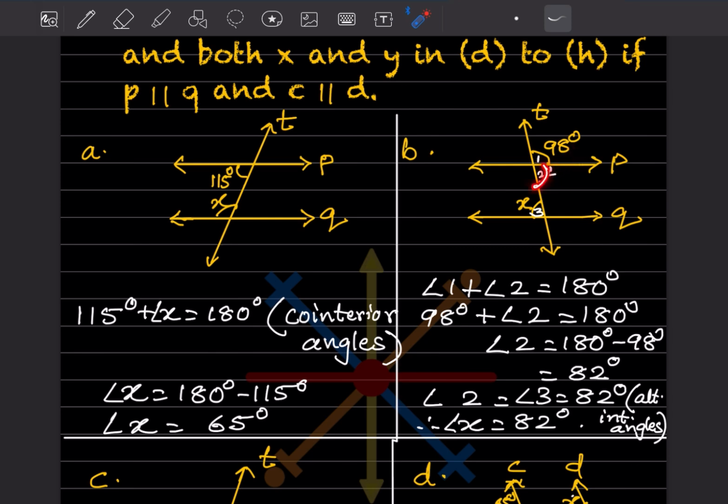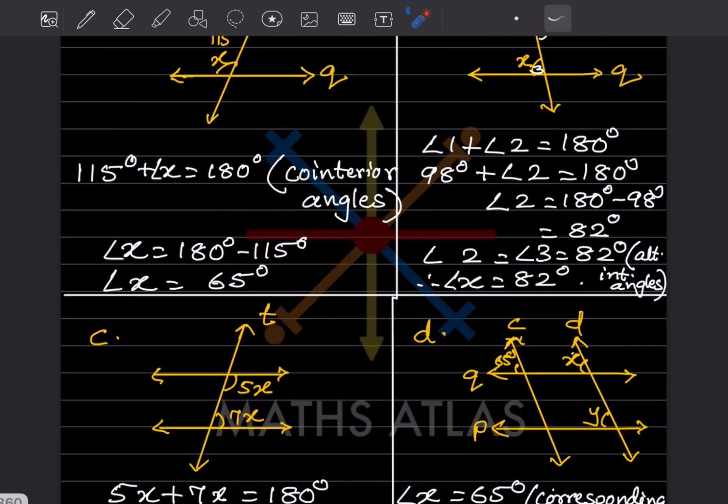And now you know these both are alternate interior angles. So if this is 82, this also should be 82. We want the value of x. So angle 2 is equal to angle 3, that is 82, because they are alternate interior angles. I have written the short form because of the shortage of space: int. with a dot is the interior angle, but you can write it in full. So angle x is equal to 82 degrees.